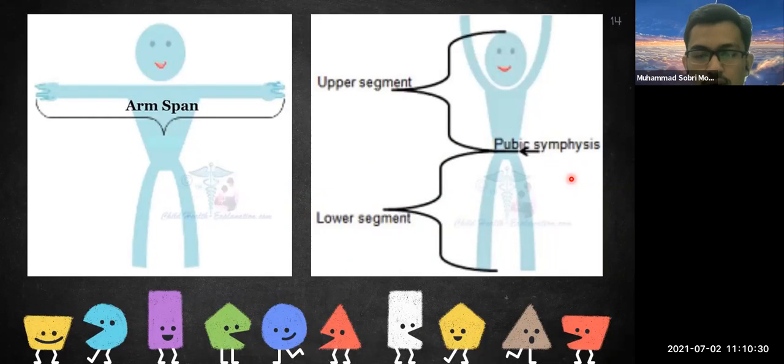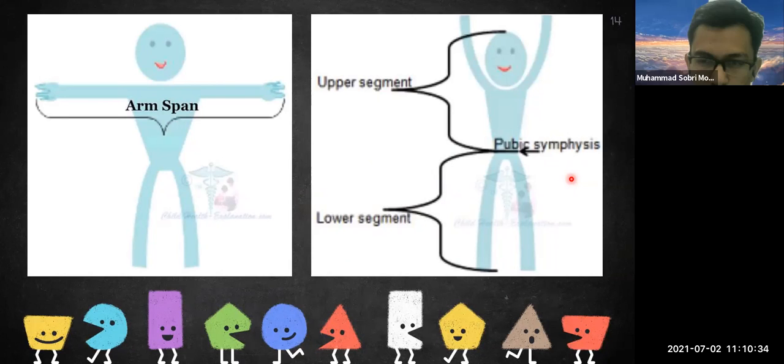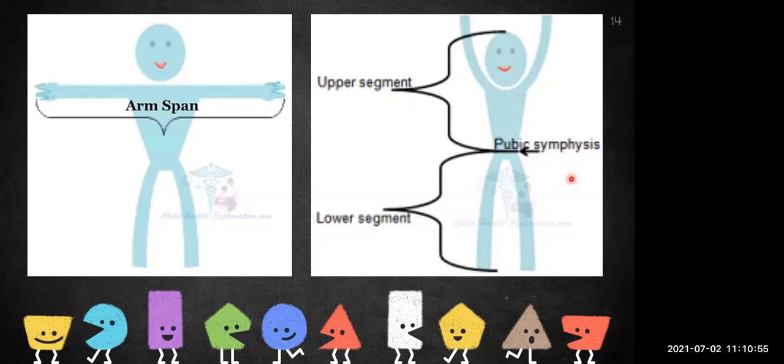So arm span and the upper segment and lower segment ratio, from what I read on Medscape, is important to distinguish, to roughly know what the cause of the short stature in the patient is. How does arm span differentiate the causes?